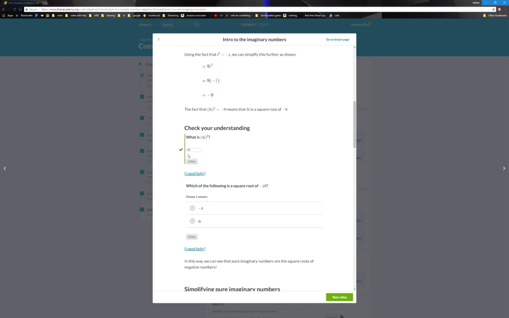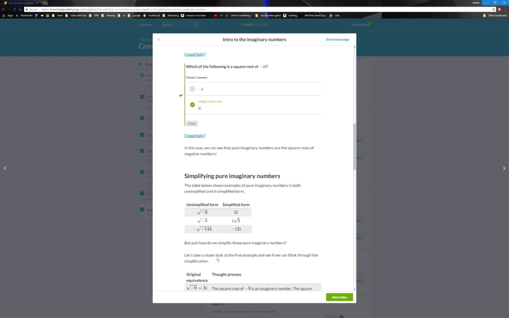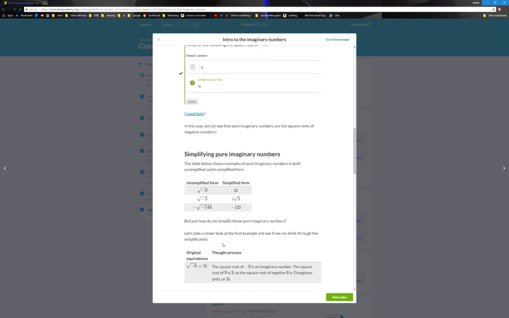Well, as we see here, the square root of -16 is 4i, because (4i) squared equals -16. In this way, we can see that pure imaginary numbers are the square roots of negative numbers, simplifying pure imaginary numbers. The table below shows examples of pure imaginary numbers in both unsimplified and simplified form.